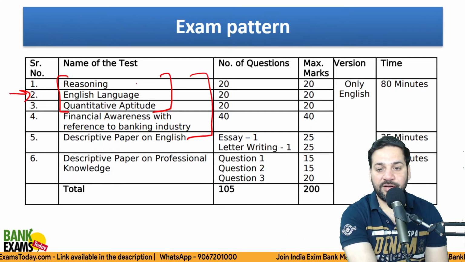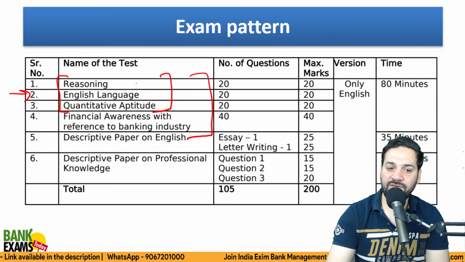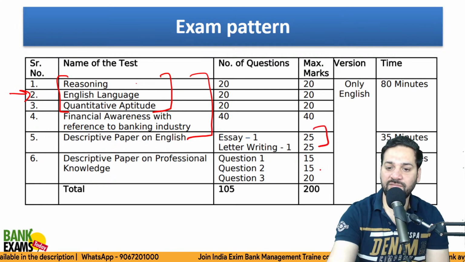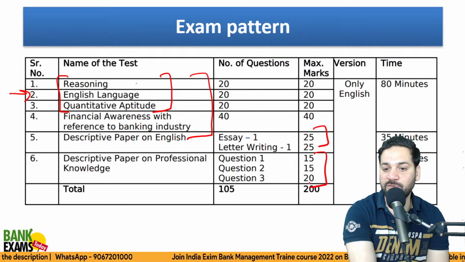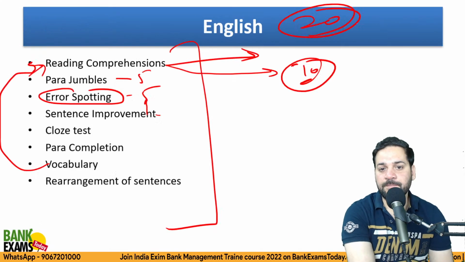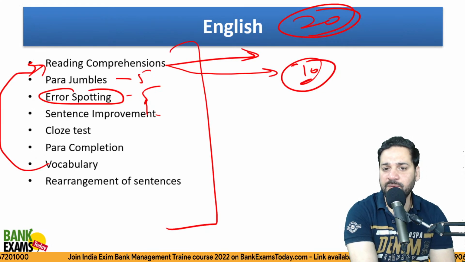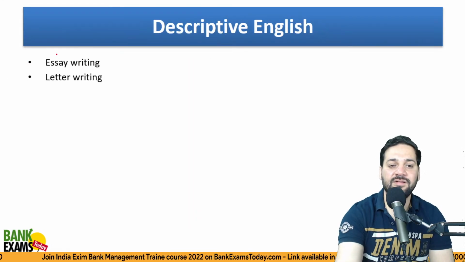Now the important part: the financial awareness, 40 marks, and then 50 marks for the descriptive paper English and 50 marks for the descriptive paper professional knowledge. More weightage is there. So for the descriptive paper English, first of all, let's discuss that.